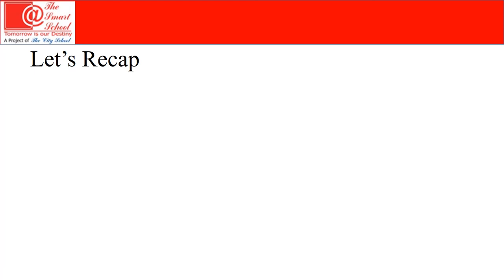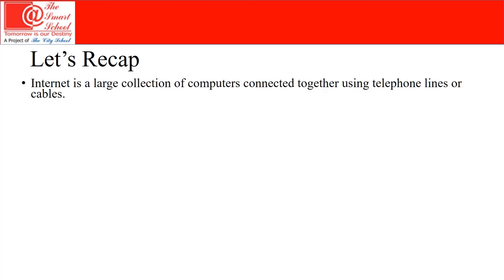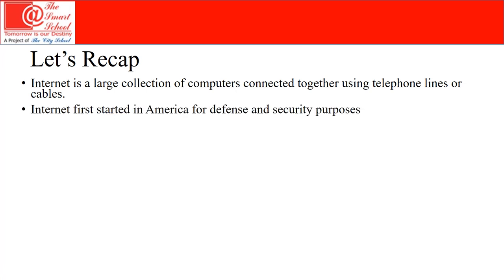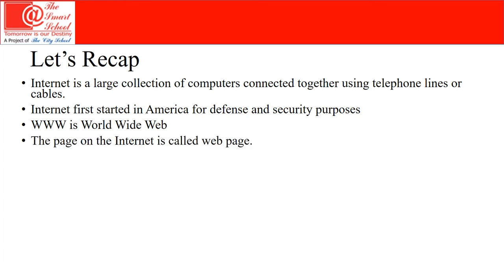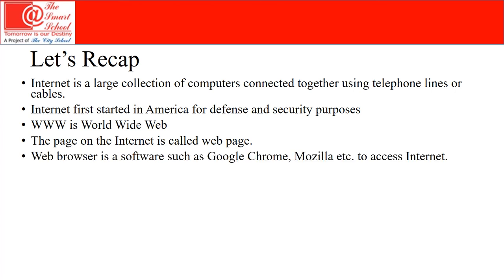Now, let's recap all the topics that we have covered in this video. Internet is a large collection of computers connected together using telephone lines or cables. Internet first started in America for defense and security purposes. WWW stands for World Wide Web. The page on the internet is called web page. Web browser is a software such as Google Chrome, Mozilla, etc. to access internet.